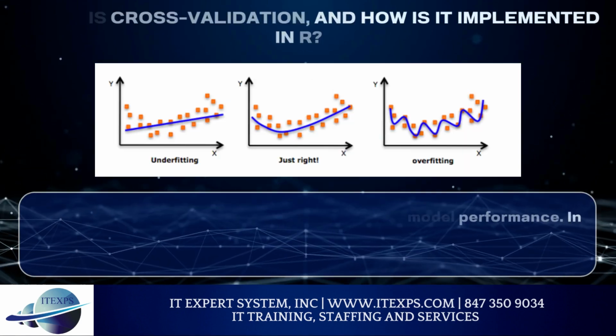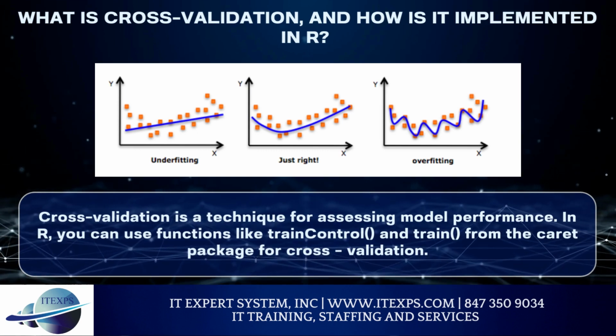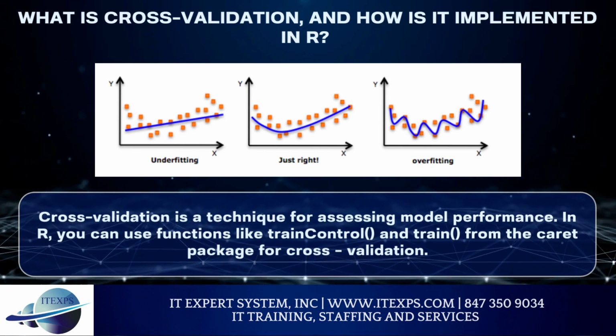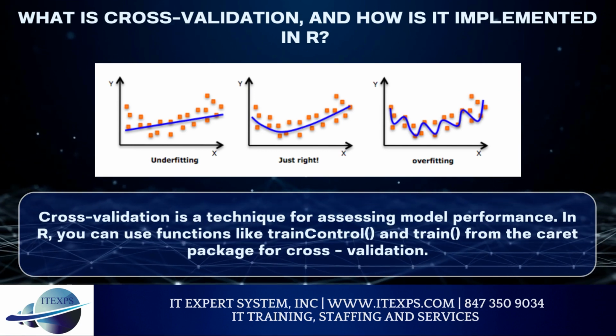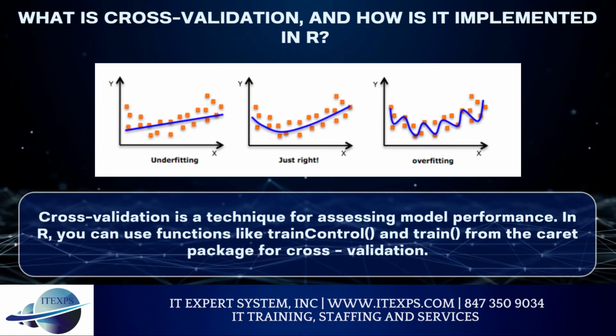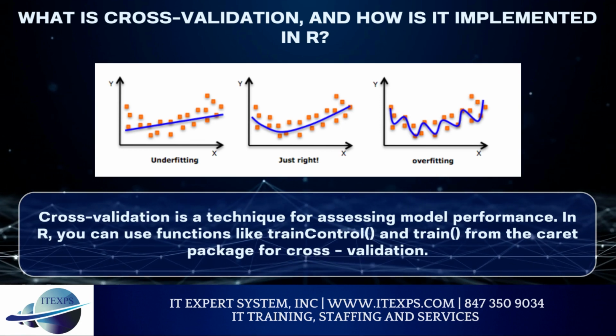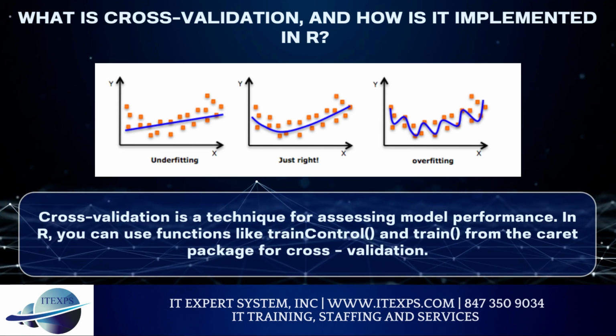What is cross-validation, and how is it implemented in R? Cross-validation is a technique for assessing model performance. In R, you can use functions like trainControl and train from the caret package for cross-validation.